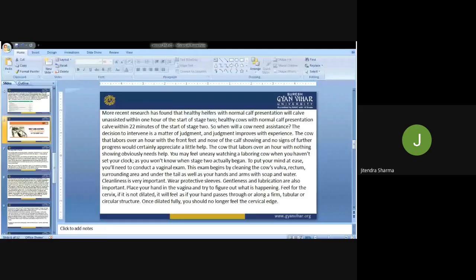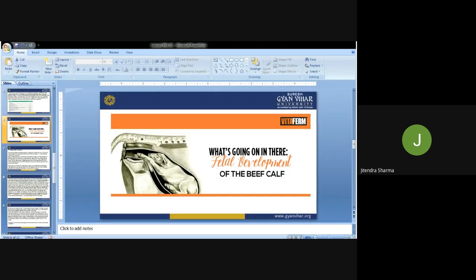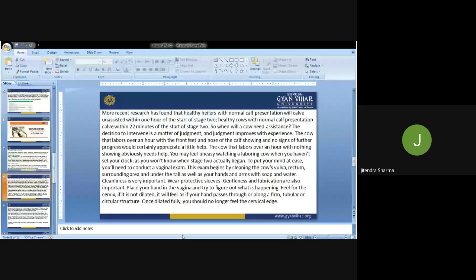See in the picture, we have already seen that the calf is coming in a way like that. First the front legs, then the nose, all together, and then the entire body will come out. So this is the important thing which we have to notice during the period of parturition, and this is the second stage which we have discussed right now. The cow that labors over an hour with nothing obviously needs help.